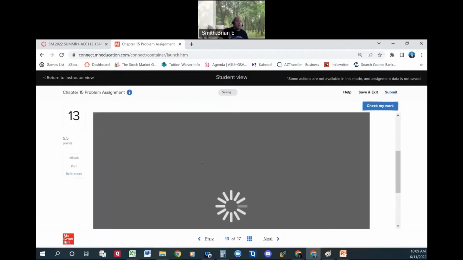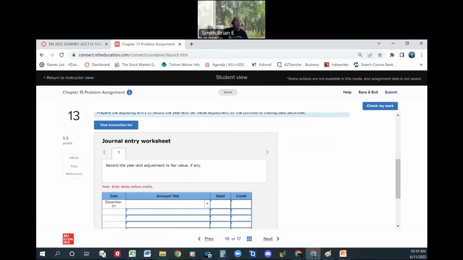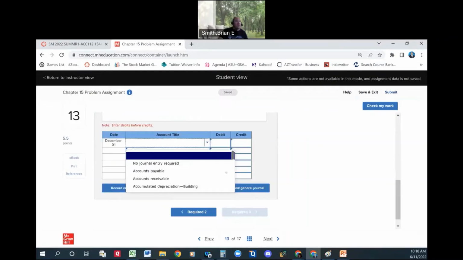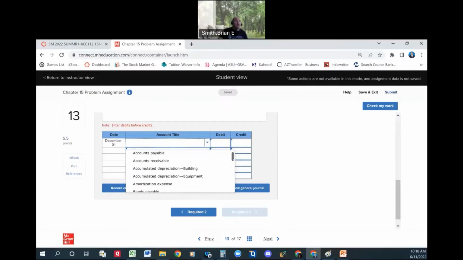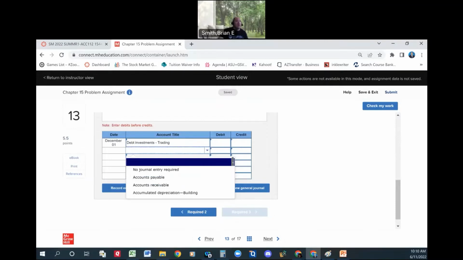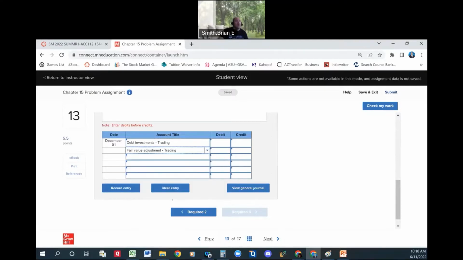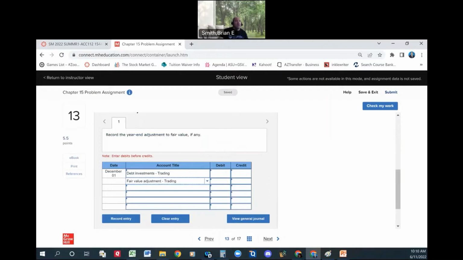And last, let's go ahead and look here. Record the end of the year adjustment to fair value, if any. Well, we do have a fair value adjustment, right? So let's look and see what we got here. Let's scroll down here and look for our fair value. We're going to debit our debt investments for trading for the amount. Now we're going to look for our fair value here. Fair value adjustment. Looks like that's what we want. And we calculated it at 1,700.